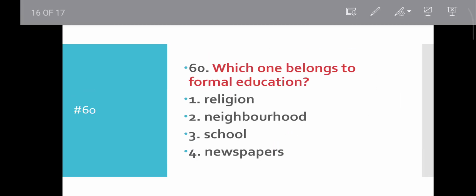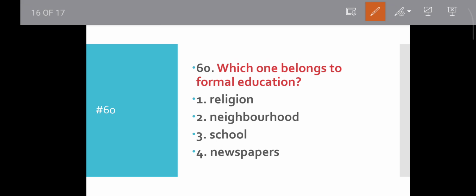Question number 60. Which one belongs to formal education? Religion, neighborhood, school, newspaper. Formal education, as you know, is school. Neighborhood, religion, newspaper, these are the informal education. So school is the formal education.